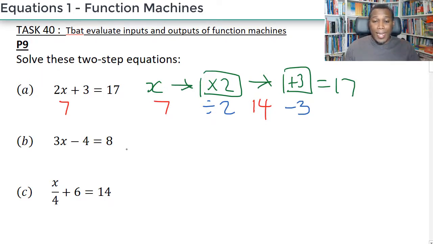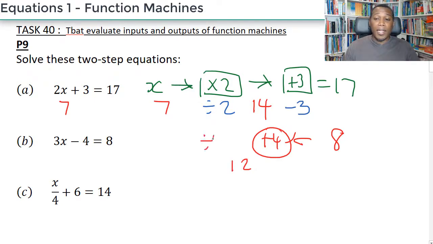Let me look at it now. What should you have had? Going backwards, you had 8, and then you wanted to add 4. So I'm just building the backwards. You're adding 4 to get 12. Then you're dividing by 3. The opposite of multiplying by 3 is dividing by 3 to get 4. So the answer should be 4. 4 3s are 12. 12 take away 4 would give you 8.